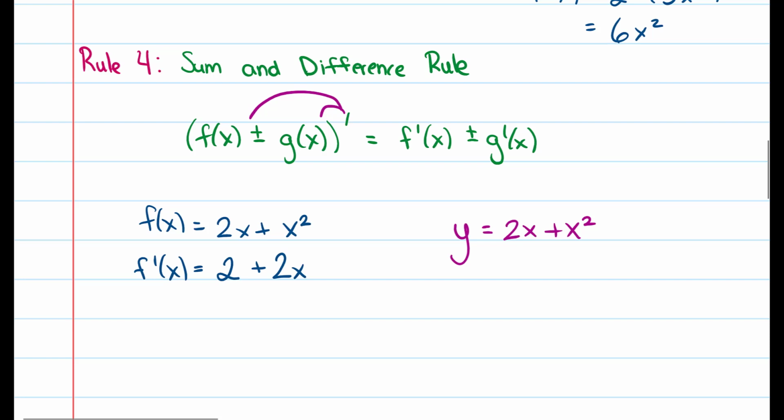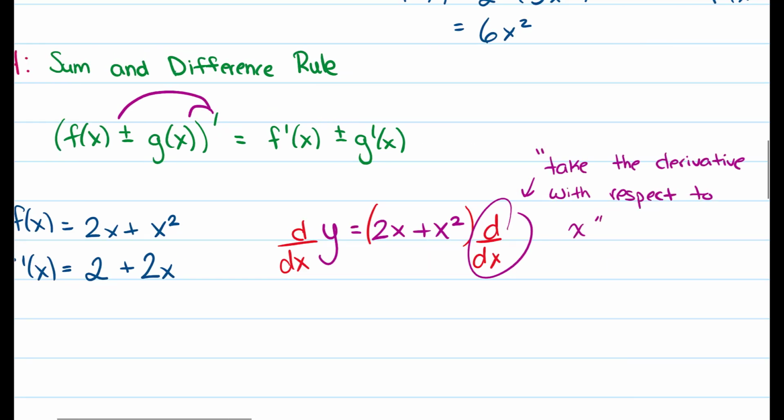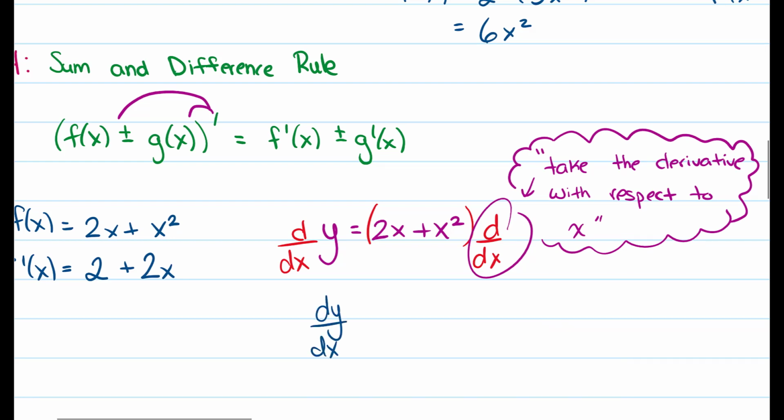So the notation for the derivative of both sides with respect to x is we write d dx on both sides. This means that we're taking the derivative with respect to x. So then we're going to get dy dx is equal to 2 plus 2x, which if you notice is the same thing we get either way. So it's just a different form of notation, but you must be able to recognize both.